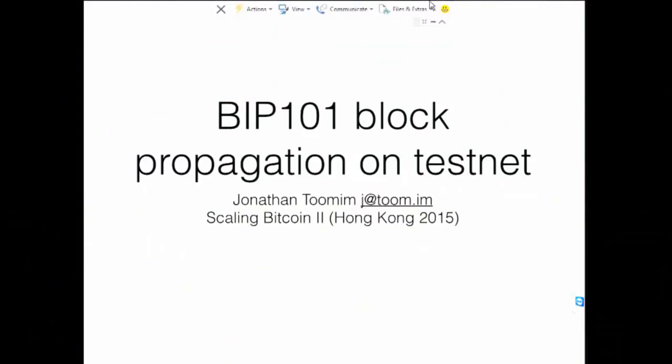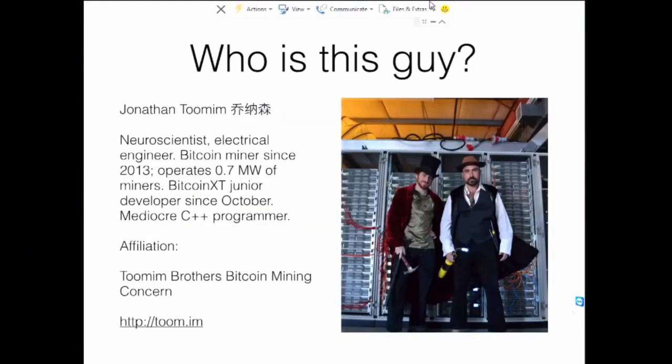Hello, everyone. My name is Jonathan. I'm a Bitcoin miner, and I'm also a mediocre C++ programmer and a neuroscientist and a few other things. I'm also on caffeine, so I'm going to be going pretty fast through this. I've got a lot of stuff to cover, so bear with me.